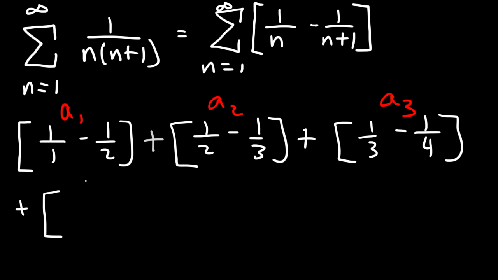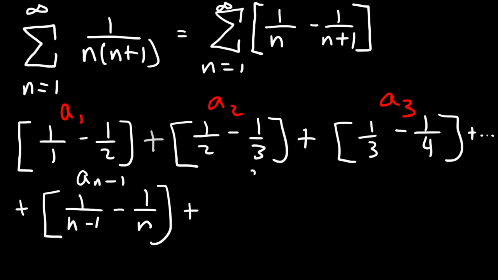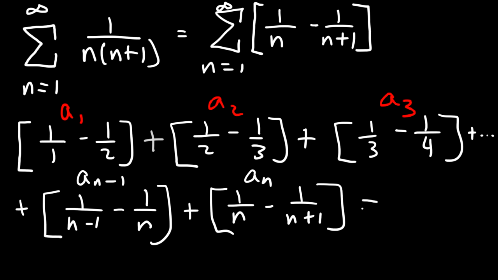Now let's get the a sub n minus 1 term. Replacing n with n minus 1, we're going to have this. And then n minus 1 plus 1 is just going to be n. And then finally, the last term, a sub n, is exactly what we see here. So it's 1 over n minus 1 over n plus 1. All of this is equal to s sub n.